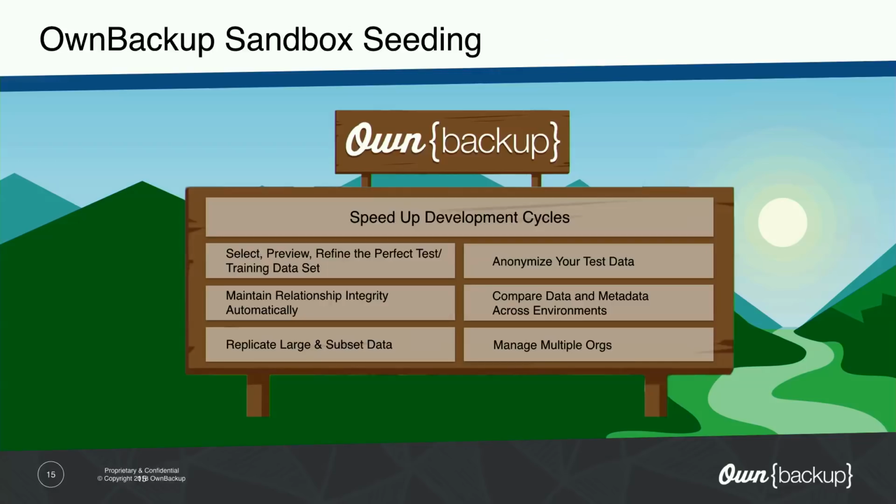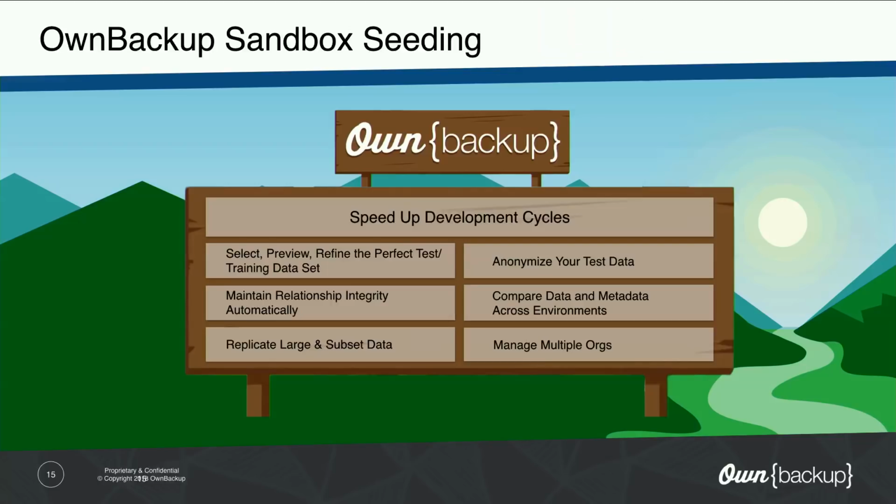Select, preview, and refine that perfect training set data. You're going to be able to go in, select the objects you want. So you can select multiple parent objects, and by default, we're going to go 3 levels deep on the hierarchy. So we're going to do parent, child, grandchild relationships. But if you have a really complex schema, we can go up to 5 levels deep. So children of grandchildren, children of their children, we're going to move all that data over as well. Pretty challenging when you're trying to figure out all those relationships, all those lookup relationships. All that data is going to come over with it.